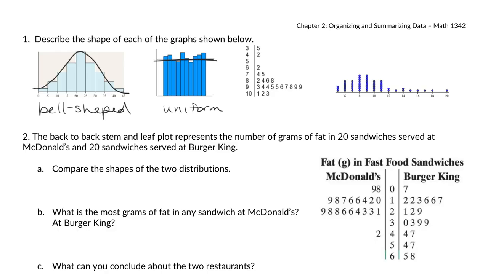Okay, yes, say more. This one is skewed left, very good, because if we were to turn this sideways and look at it as if it was a bar graph, we have more data on the left side. What about the last one? Skewed right, because the tail goes off to the right. Okay, cool, we get the shapes.